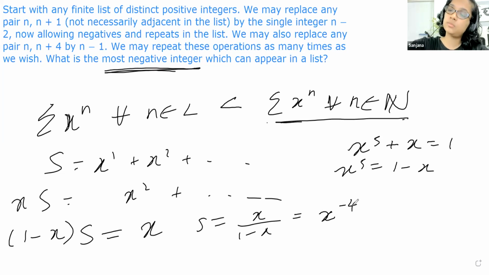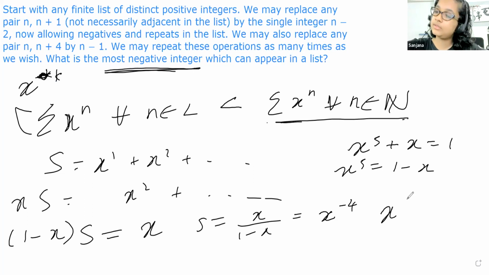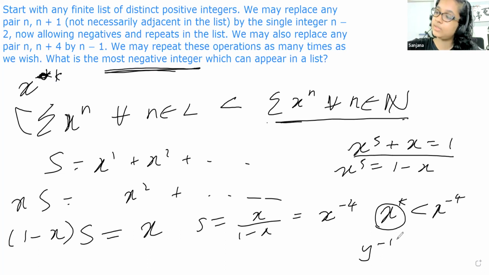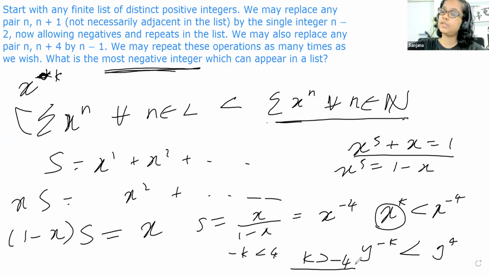And let's take the most negative integer you have in this. Let it be minus k. So x raised to k is obviously less than this, right? So you have that x raised to k is less than x raised to minus 4. And obviously x is less than 1 because of this. So let the reciprocal of x be y. Then you have y raised to minus k is less than y raised to 4. So minus k is less than 4 and k is greater than minus 4.